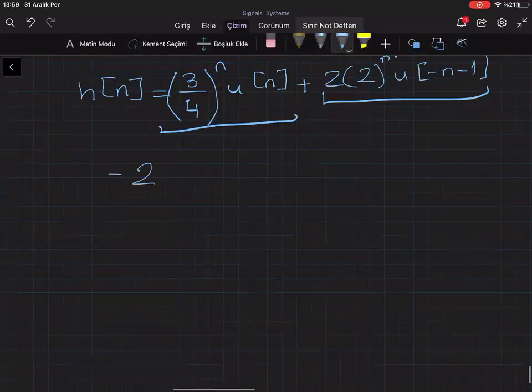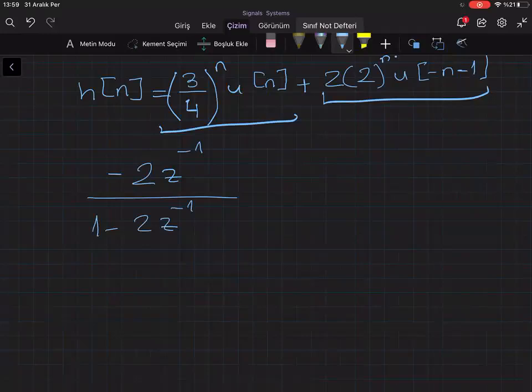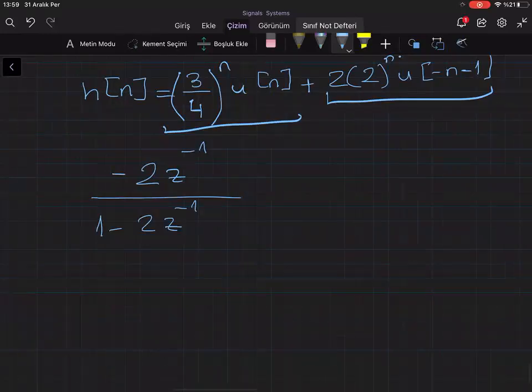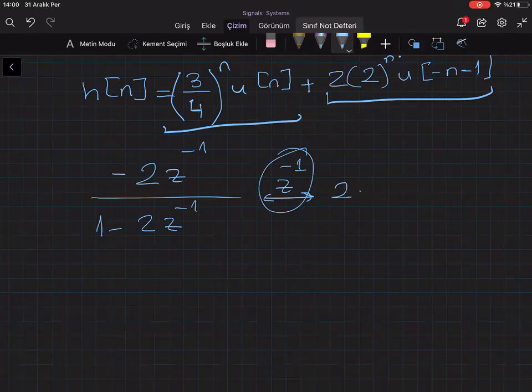If the z transform is 2 z to the power minus 1 divided by 1 minus 2 z to the power minus 1, and you want to find the inverse z transform, how do I find it? 2 times 2 to the power n, u of minus n minus 1. Now, instead of n, I'm going to write n minus 1, in each place. So what is the outcome?